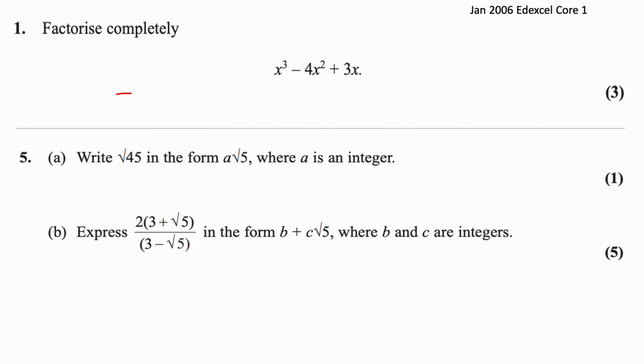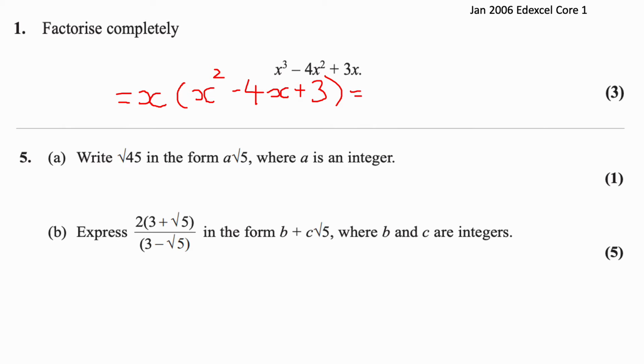So first of all, I can take out an x out of this cubic expression. So if I take out an x, I get x brackets. Well, x times x squared gives me x cubed, and x times negative 4x gives me negative 4x squared, and then x times positive 3 gives me 3x.